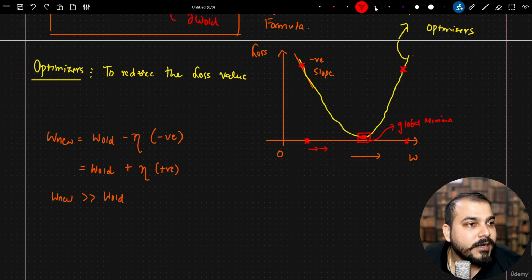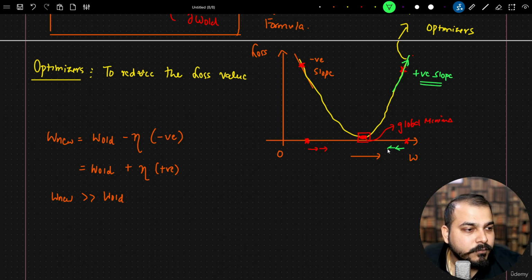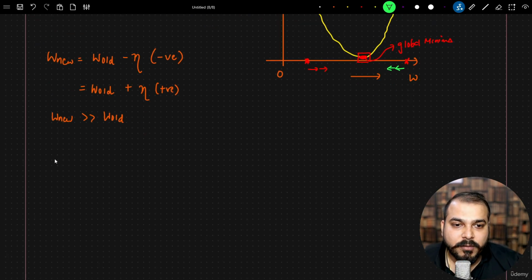Okay, let me write it down much more in a better way. Let's use a green color. So this is my slope. Now when I try to calculate its slope, the right side of the line is pointing upwards. When it is pointing upwards, this becomes a positive slope. Now when I have a positive slope, that basically means I have to decrease my W value to come to this, right? So if I try to apply the same formula, what will happen?